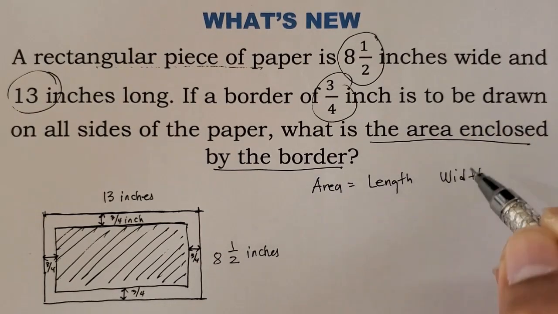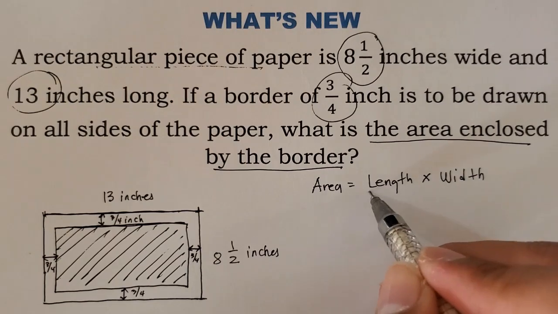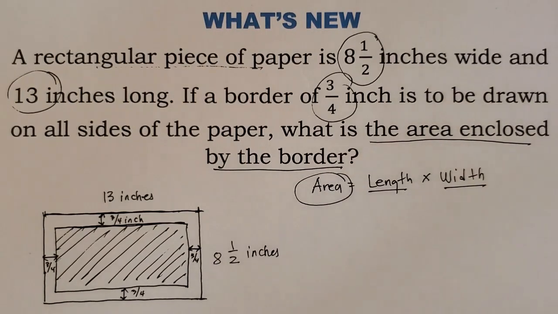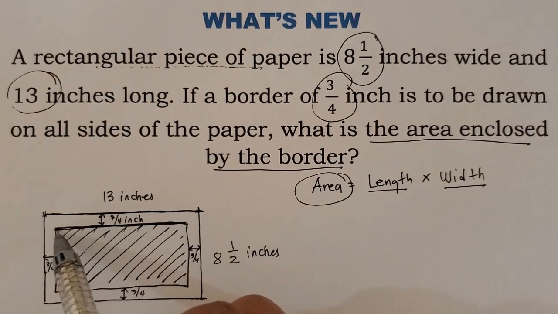And what shall we do with the length and the width? We will get the product of the length and the width, and that will give us the area of the figure inside enclosed by the borders. Because we are only getting the area of the portion enclosed by the borders, and the given length 13 inches is for the area of the entire region with borders, we need to know first what is the length of the area enclosed by the border.